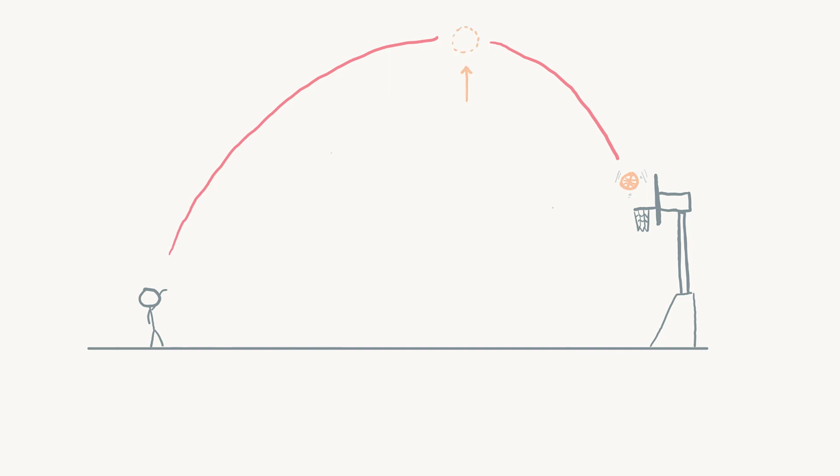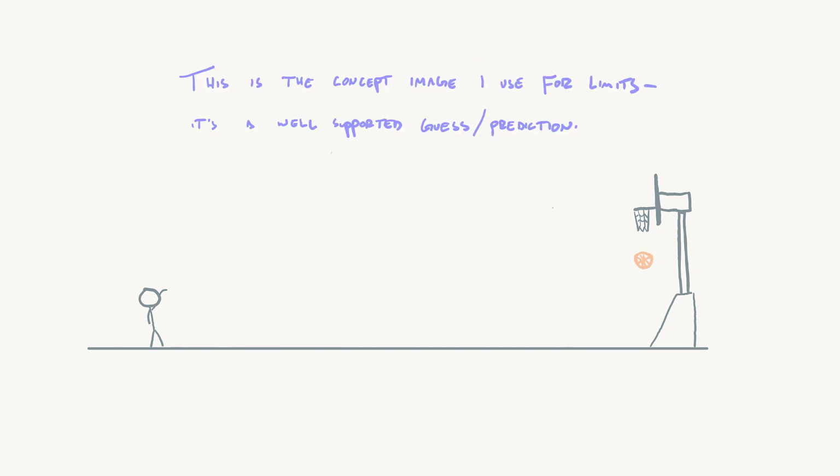No, you have a pretty good estimate that the ball was somewhere in the middle of its arc, right? You're still able to track the arc. And so you can make a guess that the ball was maybe here at its apex. That's the idea behind a limit. Okay, this is the concept image that I use for limits. It's a well-supported guess or prediction.